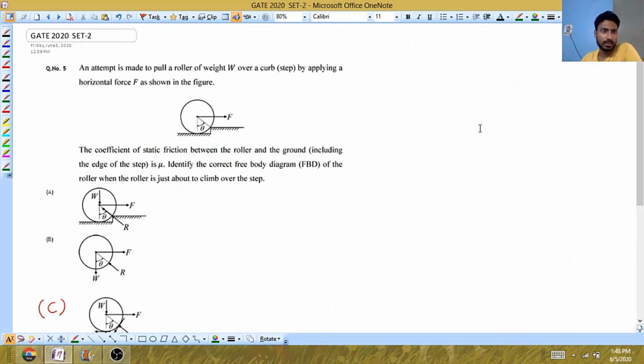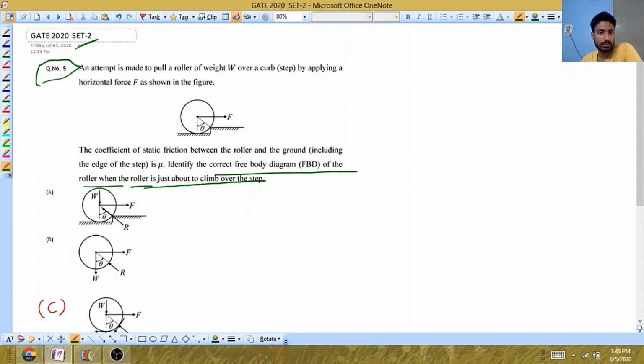So let us see another question that came in set 2. This is question number 5, and basically they wanted to know if you can draw the free body diagram of this figure. They wanted the free body diagram when the roller is just about to climb over the step.